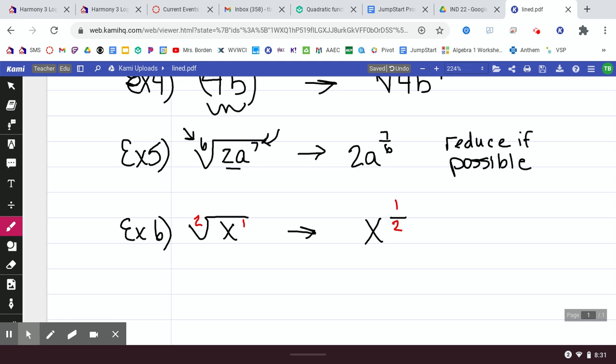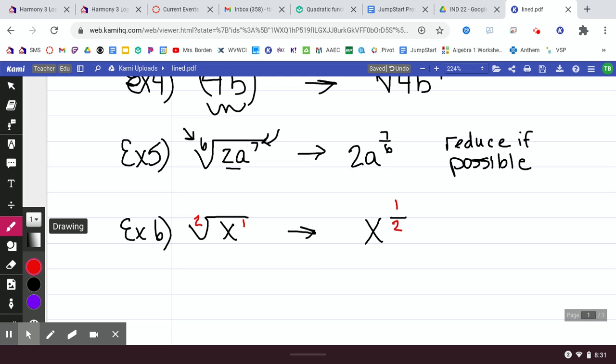So you can't just leave it, and don't write this in your notes because I'm going to erase it in a second. You can't just leave it x with the understood 1 and understood 2, because if you just leave it x, what's the understood exponent? It's a 1. So even though there's an understood 1 and 2 in the radical form, you actually have to write those out as fractions when you go to exponential form, okay?